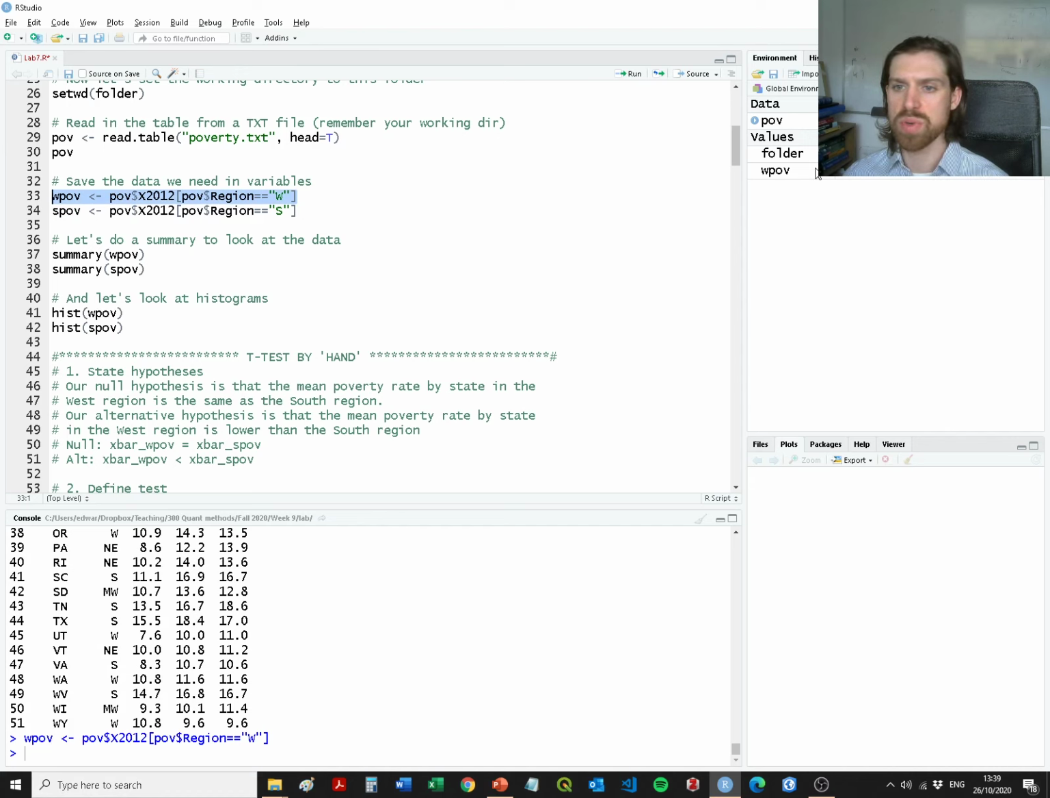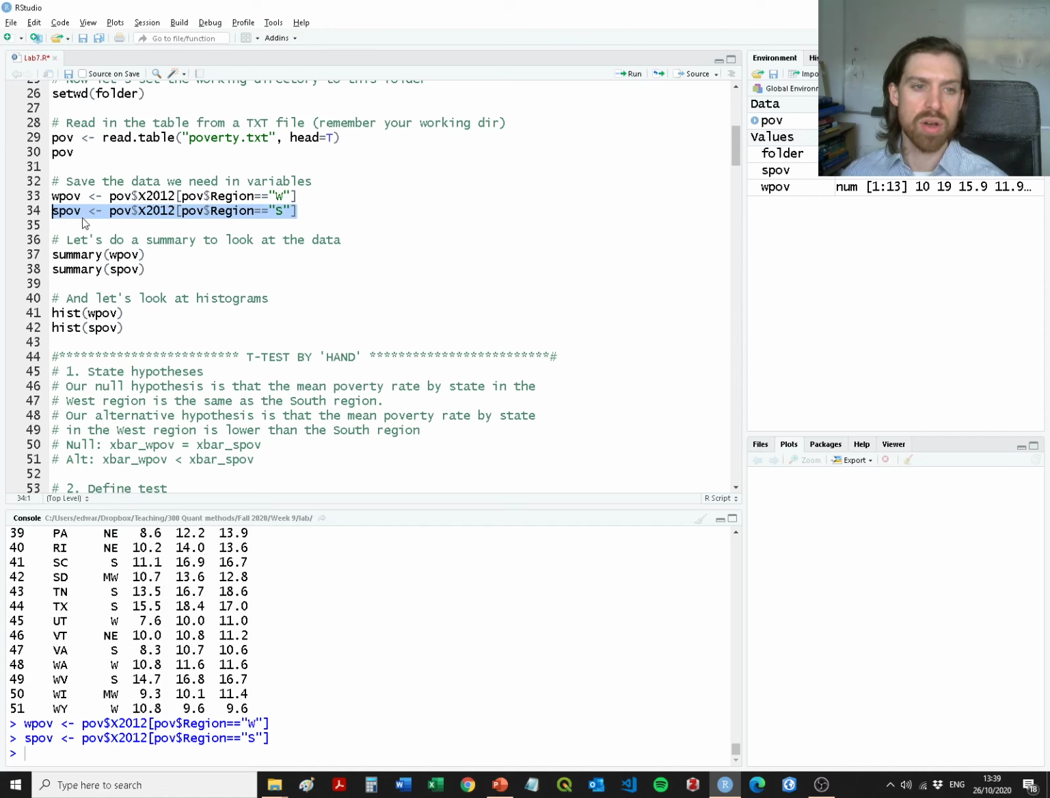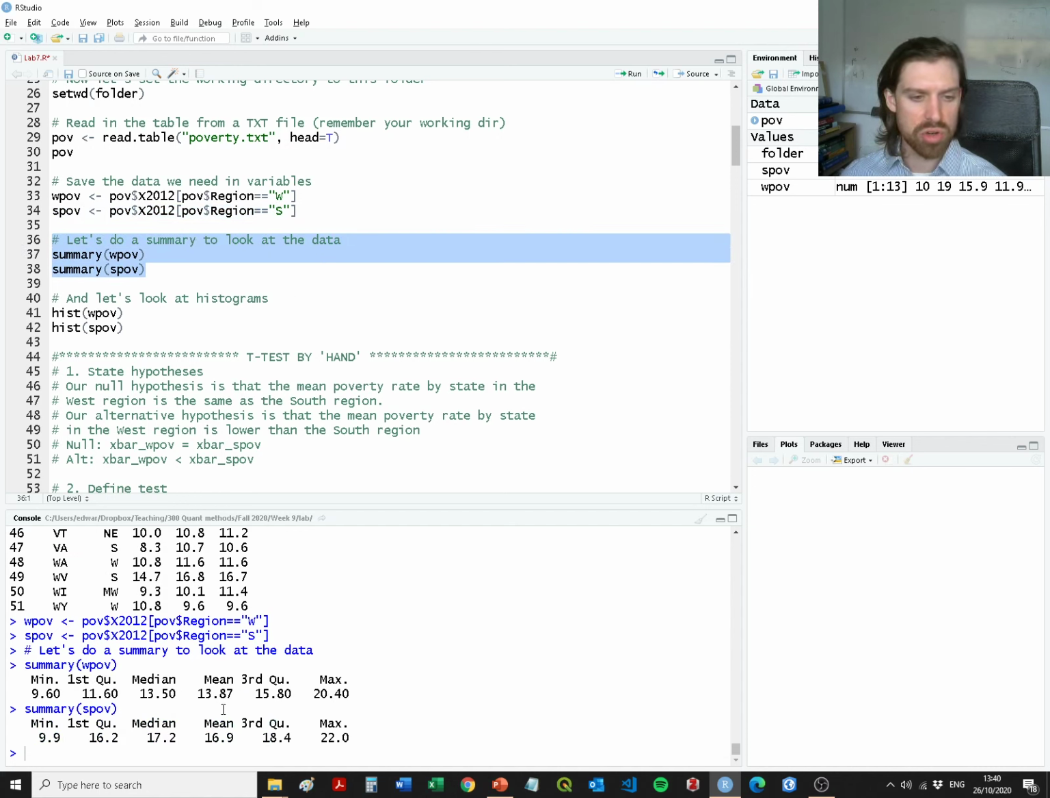Okay, so when we do that, all of the variable data is stored in this vector here, as you can see. We can do the same now for S poverty, so South poverty, which subsets that too. So you've got another vector here of all of those data. And essentially you can look at the summary. So we've got a mean poverty rate for the states in the West of 13.87, so 13.8%. Whereas in the southern states, the poverty rate is about 16.9%.